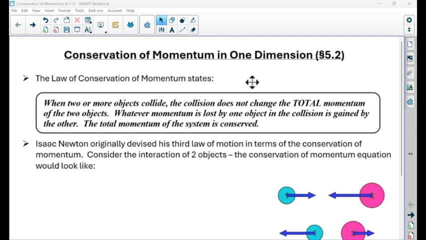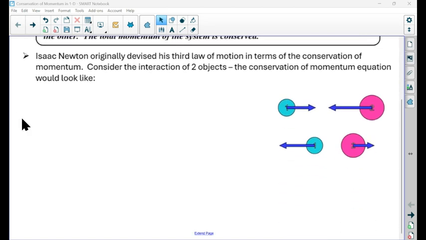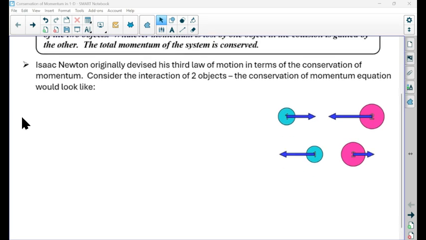It says that when two or more objects collide, we're going to stick with two for now, the collision does not change the total momentum of the two objects. Emphasis on total. The sum of the momentum of the system. Whatever momentum is lost by one object in a collision is gained by the other. The total momentum in the system is conserved. Now, Isaac Newton actually thought about his third law of motion when he first conceived of it in terms of the conservation of momentum. So this is really the foundation for Newton's three laws.